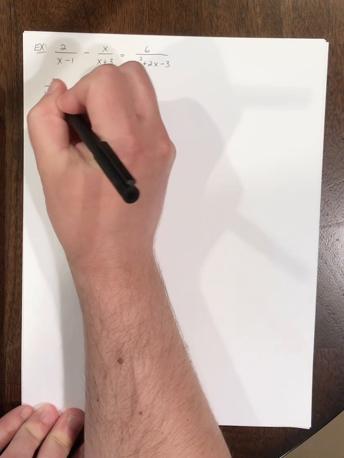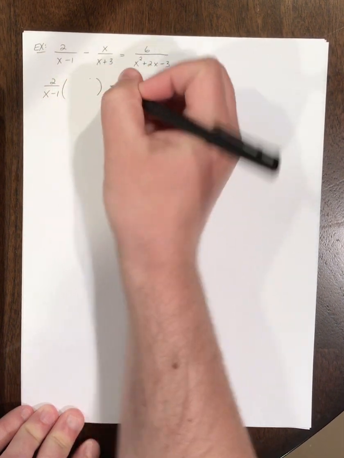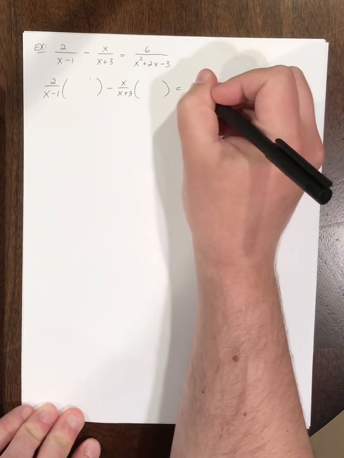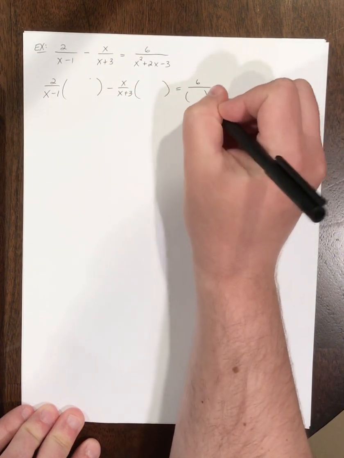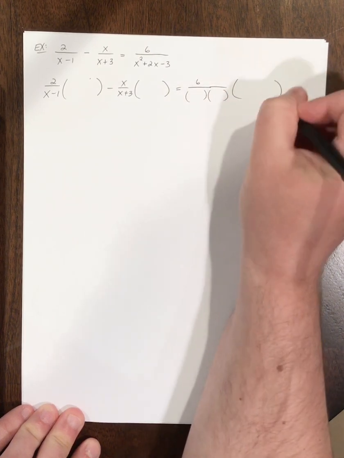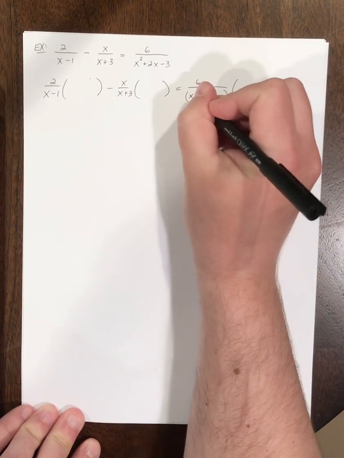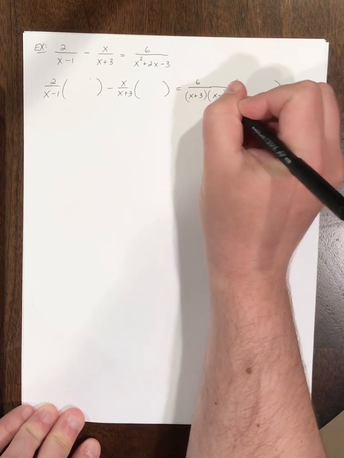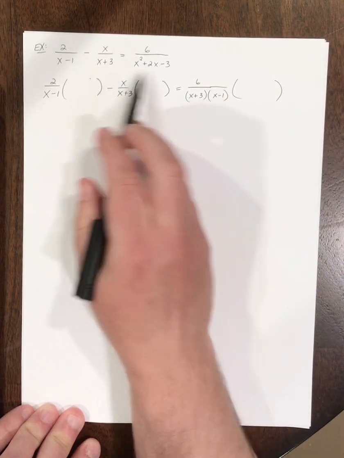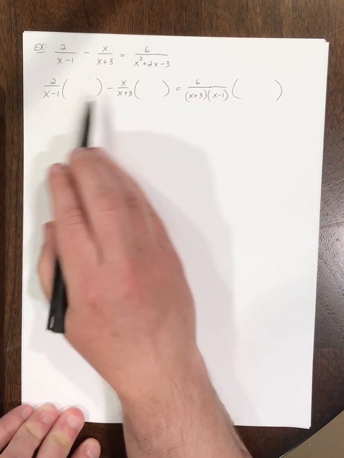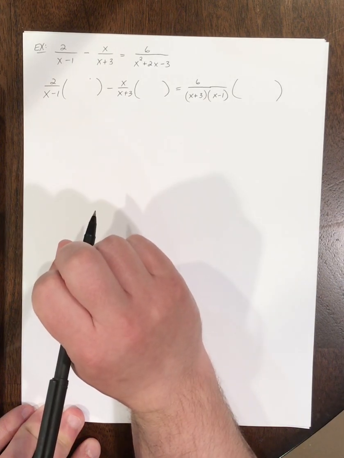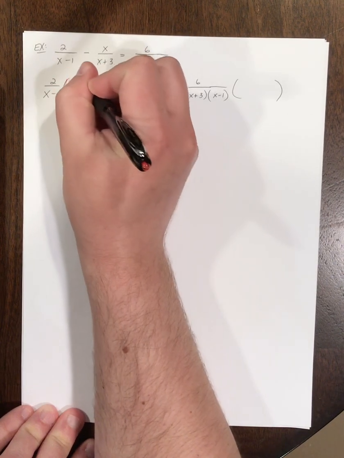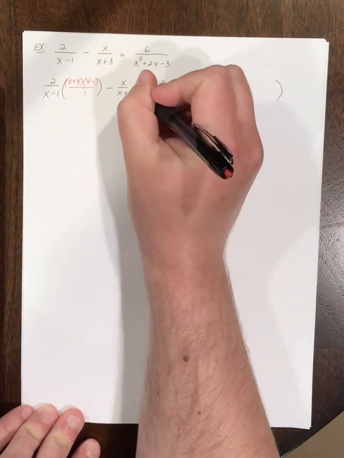Now I'm going to rewrite with empty parentheses next to each term. Also, I'm going to factor this denominator because it's going to be helpful for you to determine the LCD when everything's in factored form. So if I look at all these denominators here, the LCD would be x plus 3 times x minus 1. X plus 3 times x minus 1. I'm going to multiply all the way through by that.